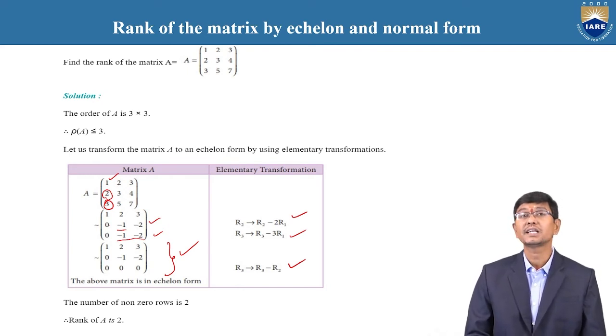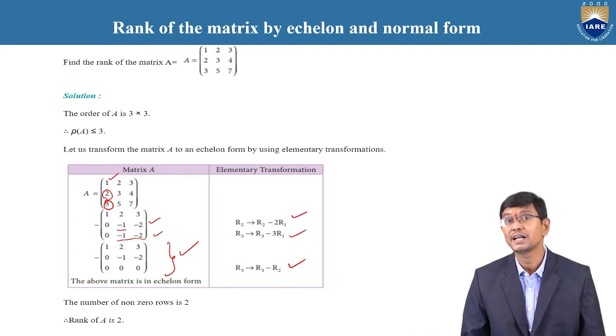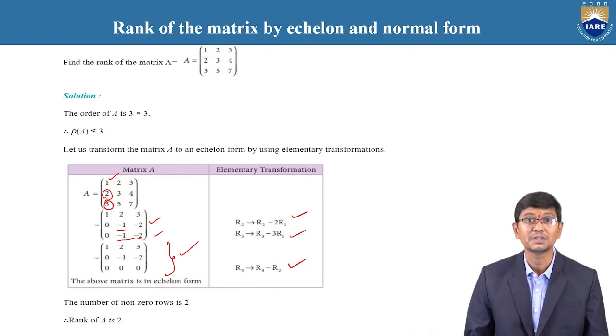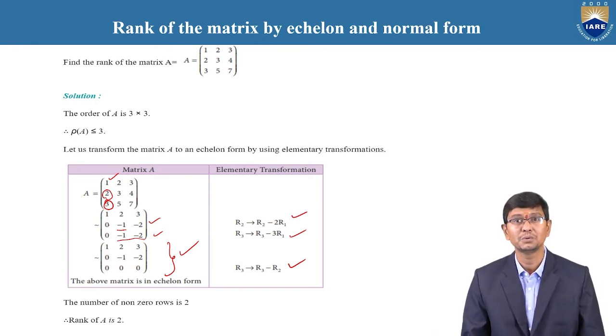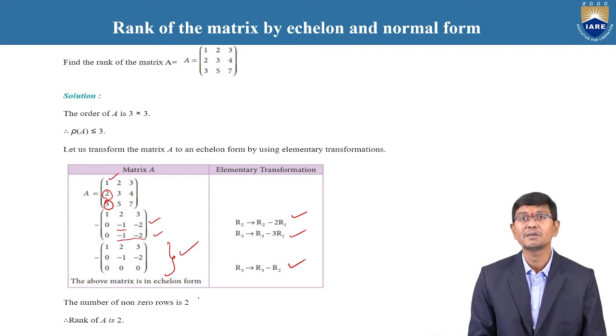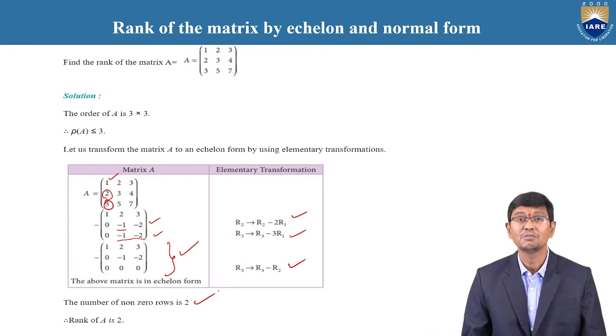If the three conditions are satisfied, then the rank of the matrix is equal to the number of non-zero rows in the given matrix. Here, the number of non-zero rows is 2. Therefore, we can say the rank of the matrix is clearly 2 only.